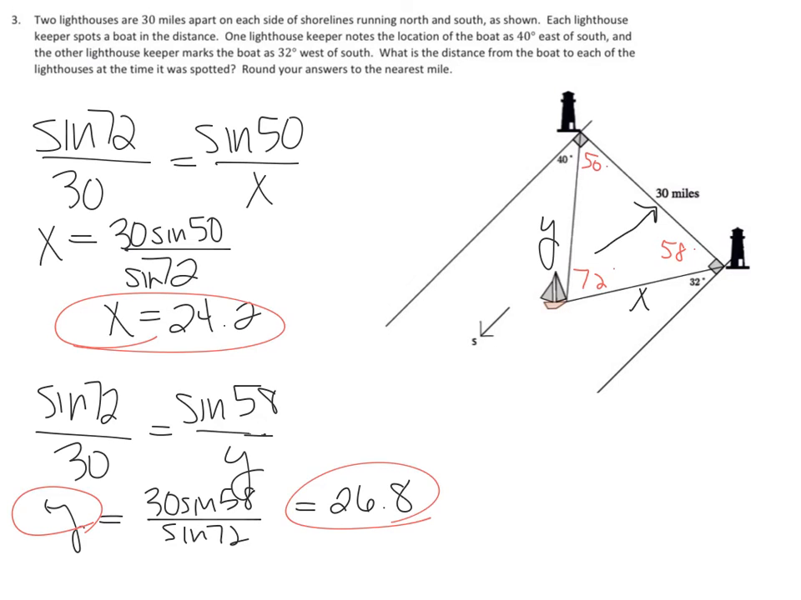Alright, so what was the distance from the boat to each of the lighthouses at the time it was spotted? So the distance for the southern lighthouse is 24.2, and the distance here is 26.8.